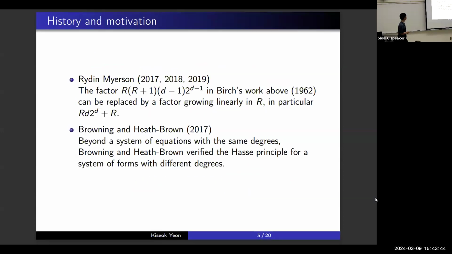Around 60 years later, this huge number of variables can be improved to R times D times D 2 to the D plus R. You see that the earlier bound is quadratic in R, but this one is growing linearly in R. And in 2017, Browning and Heath-Brown proved that a variety defined by a system of forms with different degrees satisfies the Hasse principle.